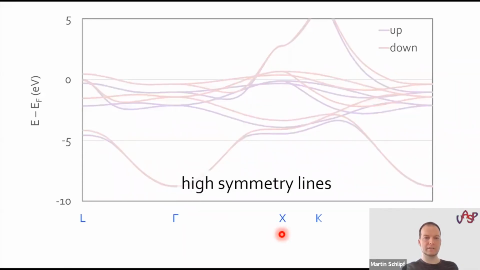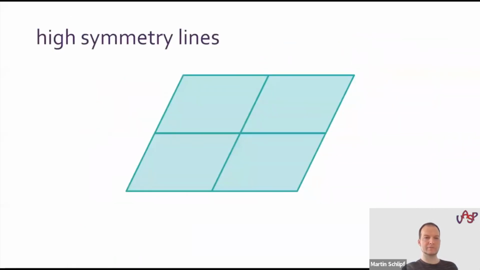Then in the band structure, a very important thing is that you have these high symmetry lines. You typically specify some high symmetry points in the Brillouin zone that you want to use to construct your band structure. And in the next few slides, I will show a bit how you can actually choose these high symmetry lines. First, let's recall what these high symmetry lines actually correspond to.